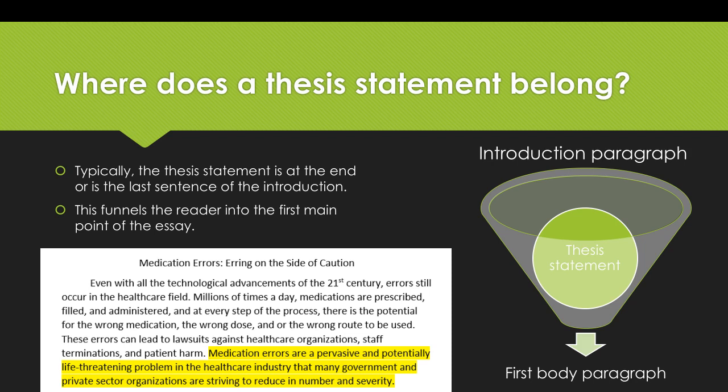Where does a thesis statement go? Typically, a thesis statement is at the end or the very last sentence of your introduction in your essay. This is because you generally start broader in your essay at the very beginning of your introduction. You grab the reader's attention, then you narrow the focus of your topic, and you end with the thesis statement as a way to funnel your reader into the first main point or body paragraph of the essay.